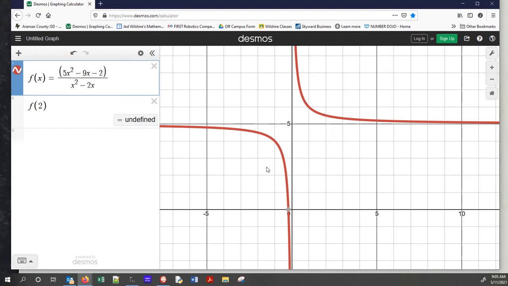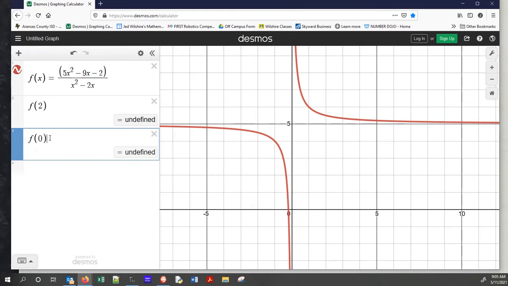And this graph does cross the x-axis. Remember, real zeros correspond to where the graph crosses the x-axis, -1/5 or -0.2 in decimal form. And that's pretty much it. And we can see that we need to remove 2 and 0 because they're both undefined for different reasons, right? x equals 0 is a vertical asymptote. x equals 2 is a hole.